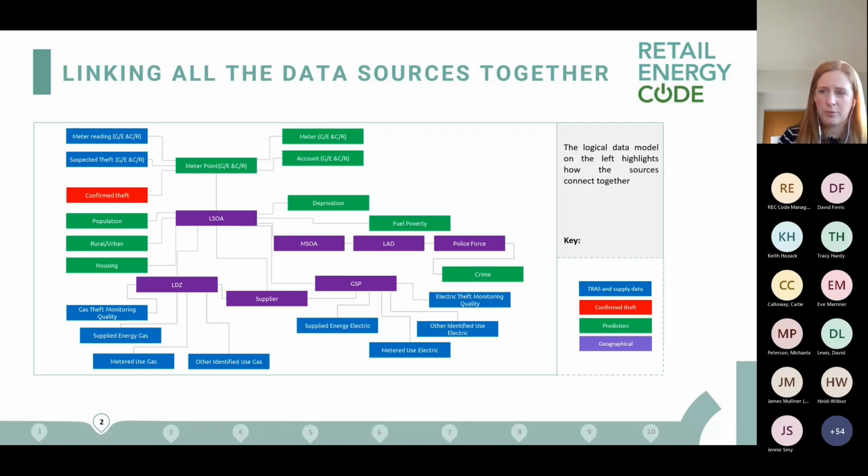The ones in green are population, rural-urban, housing, deprivation, and fuel poverty. We were then able to tie the LSOAs to further spatial data, so the LDZs and GSPs and the suppliers, and then there was some additional data. The crime data was actually at a police force level, so we had to map through different levels of spatial data just to get that connection and allocate it to the meter points.